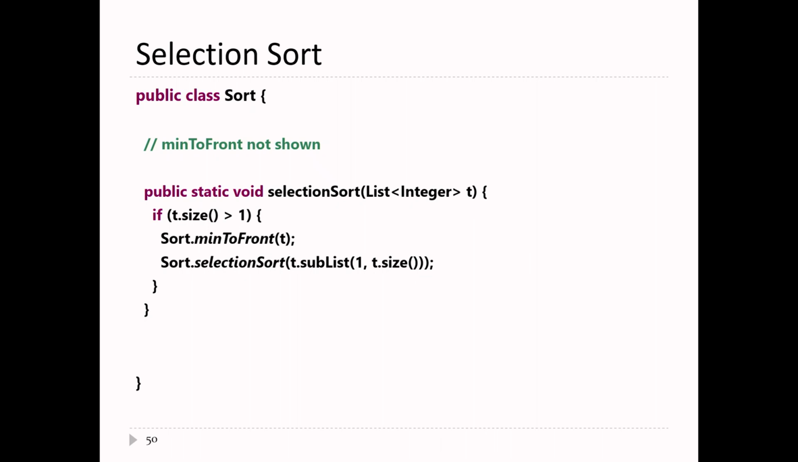Often when students are taught selection sort, they're shown the iterative version of the method. But if you just look at the iterative version, it's not really clear what's going on in that method. Here, it's obvious. I'm going to move the smallest element to the front, and then I'm going to sort the rest of the list. And so there's another example of recursion on a list, again, using a sublist to help us do the recursion.